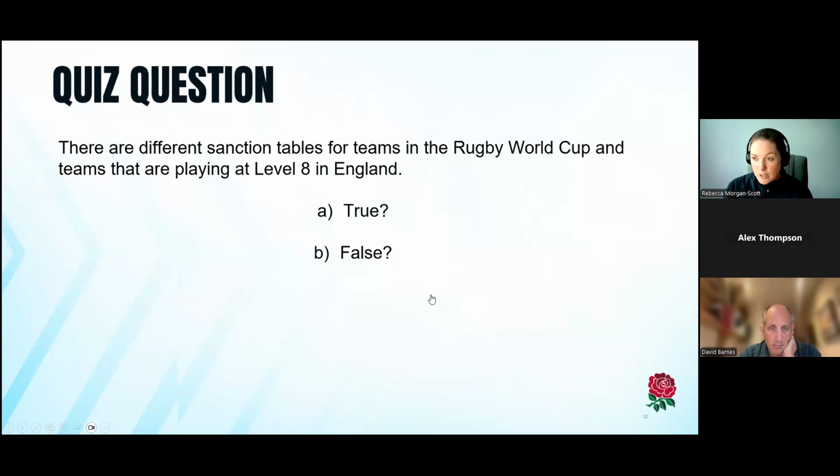So another little quiz question. I think there might be a poll for this one. There are different sanction tables for teams playing in the Rugby World Cup as compared to teams that are playing at level 8 in England. Do you think that's true, or do you think that's false?